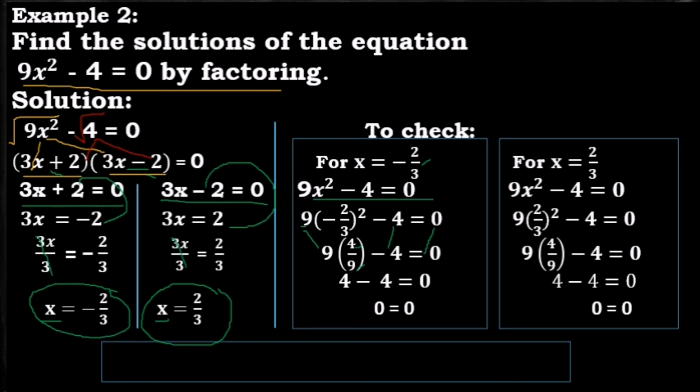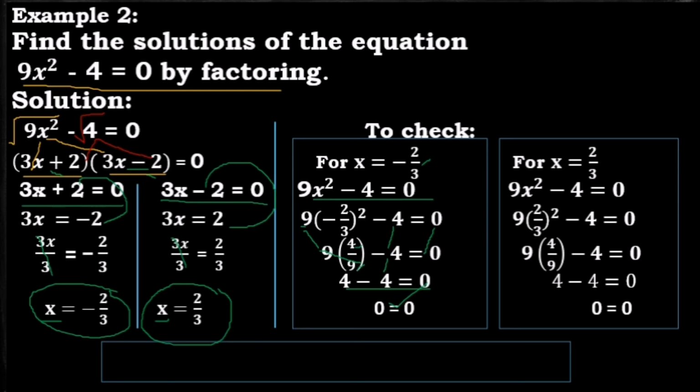Next, 9 times 4/9. So 9 divided by 9, that's already 1. So we have 4. Then, we copy the remaining term. So 4 minus 4 equals 0. And 4 minus 4 is, of course, 0. So we have a balanced equation.